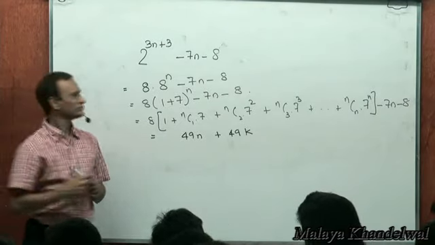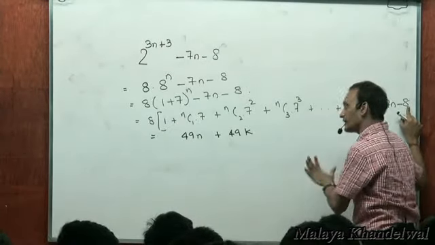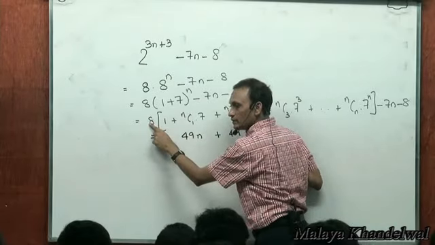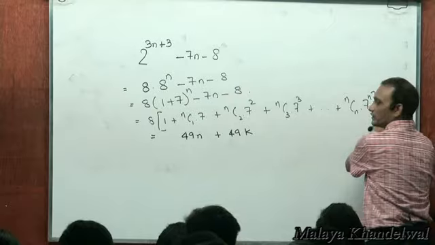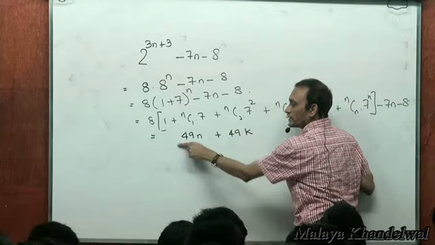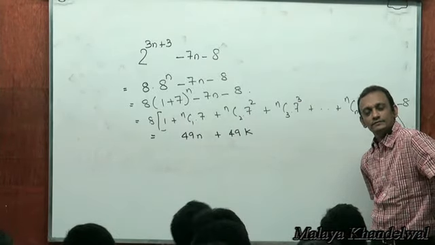Did you understand the expansion of this? 8 into 1 minus 8 getting cancelled. nC1 is n. 7n into 8, 56 minus 7, 49. This whole thing is divisible by 49. Right?